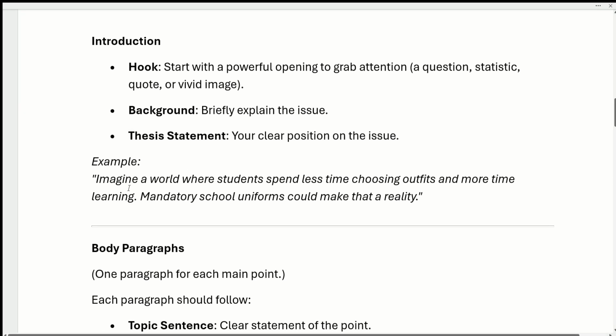For example, here, this is a good introduction. Imagine a world where students spend less time choosing outfits and more time learning. Mandatory school uniforms could make that a reality.